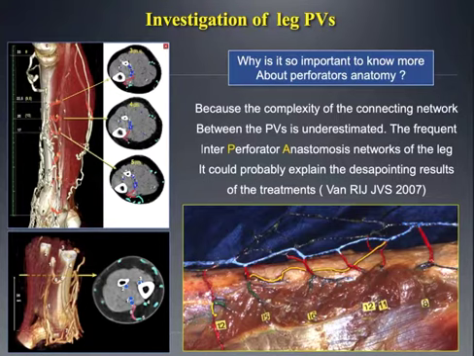So why is it so important to have good information about the perforators' anatomy? Because of the complexity of these networks, and this complexity is underestimated. In reality, it's not single perforator veins, but a network. You can see on the dissection on the lower part that these perforators, colored in red, are connected between them by a yellow connection, which we call an interperforator anastomosis. This is very common in the paratibial location. And this could be an explanation of the disappointing results of the treatments reported by André van Rij in GVS in 2007.